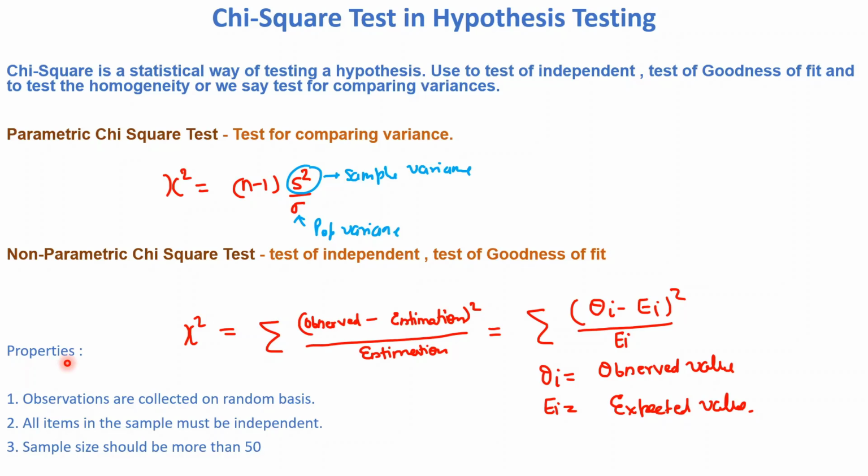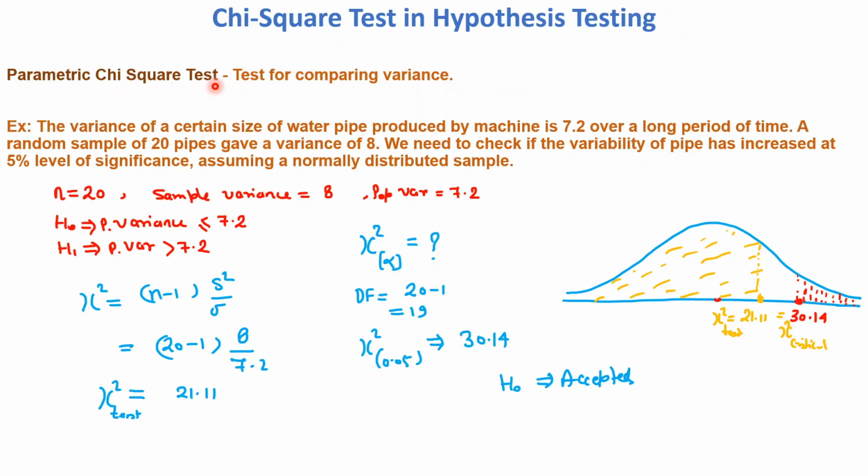There are some properties of the chi-square test. Observations are collected on a random basis. It means whatever observations or samples we collect should be collected on a random basis. All items in a sample must be independent. And third, the sample size should be more than 50. As we discussed, the parametric chi-square test is how we compare variances in numerical data. The parametric chi-square test we use to test for comparing variances.